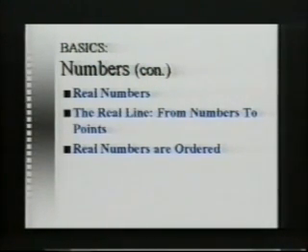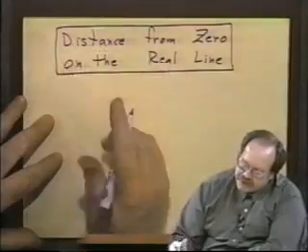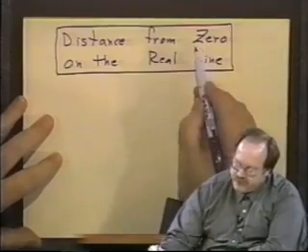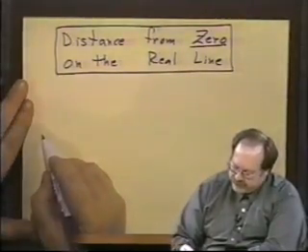Now let's continue our exploration of the real numbers by looking at the real line, distance between points. First of all, we're going to make it very simple. We're going to talk about the distance from 0, one particular fixed point on the real number line. So let me show you what I mean.